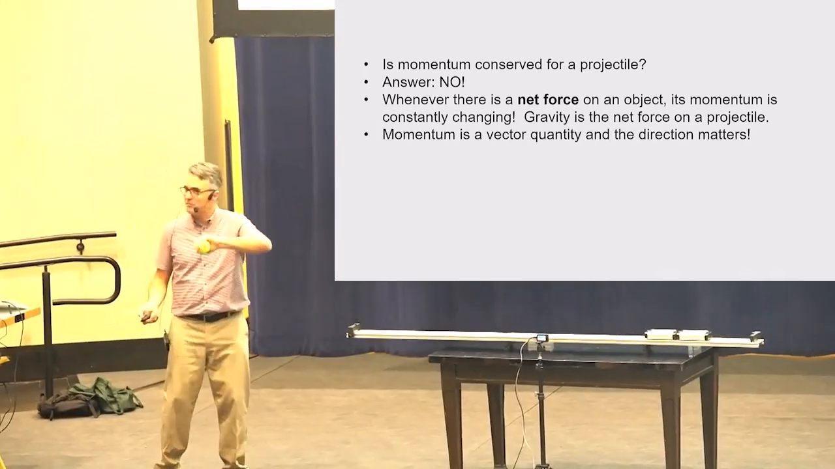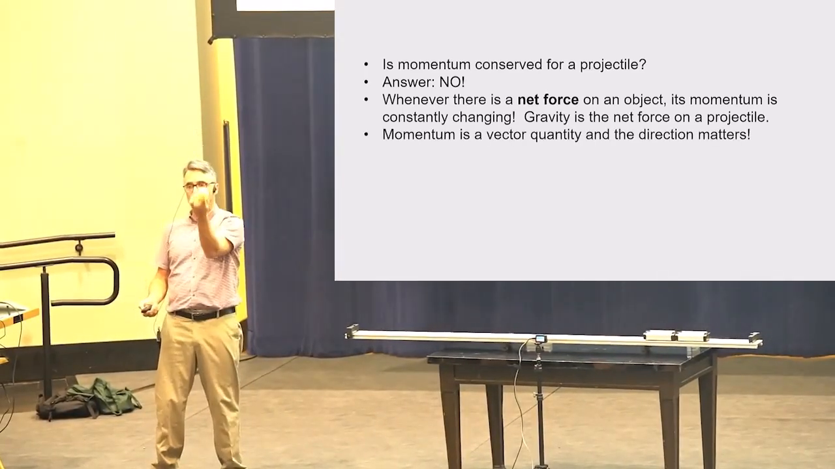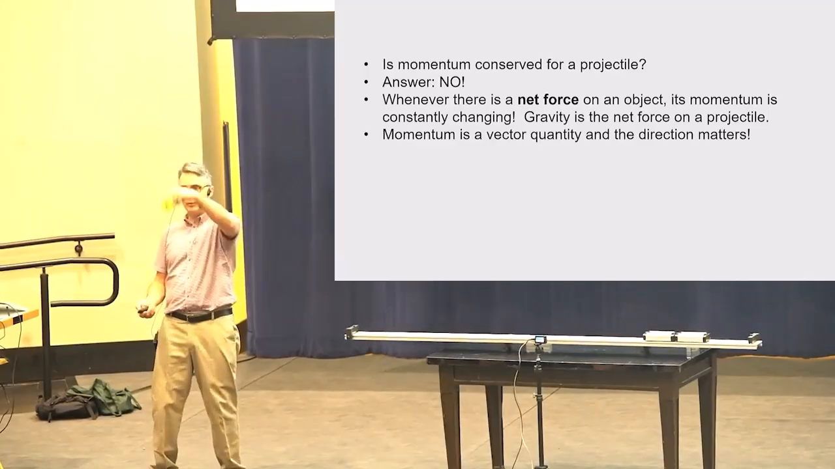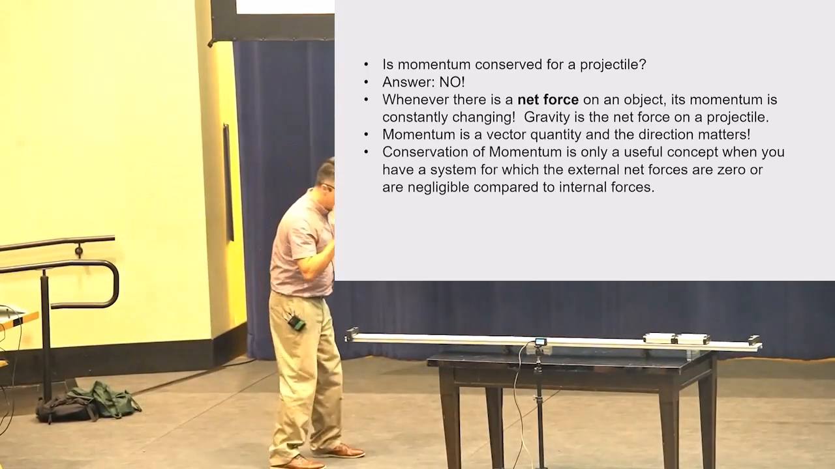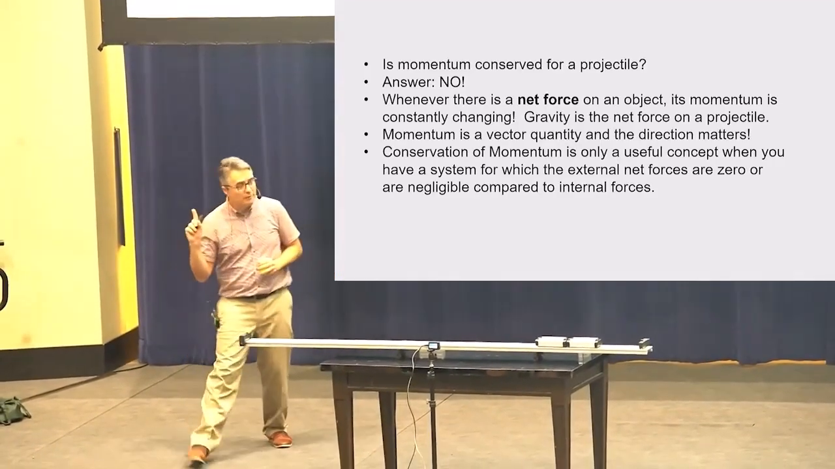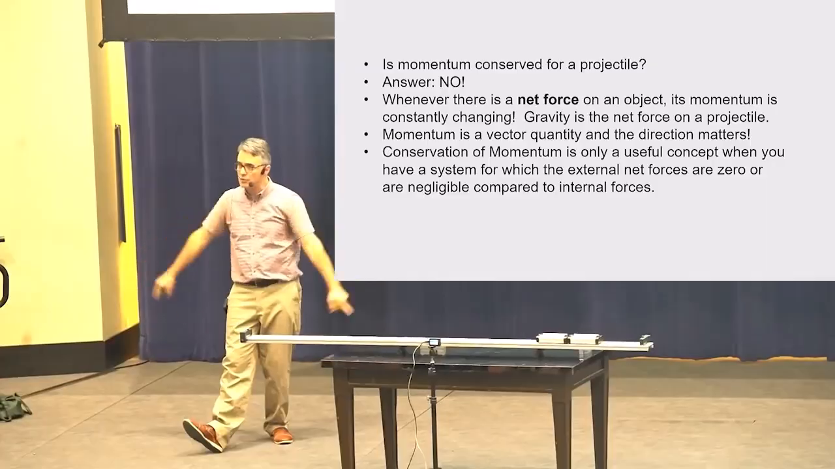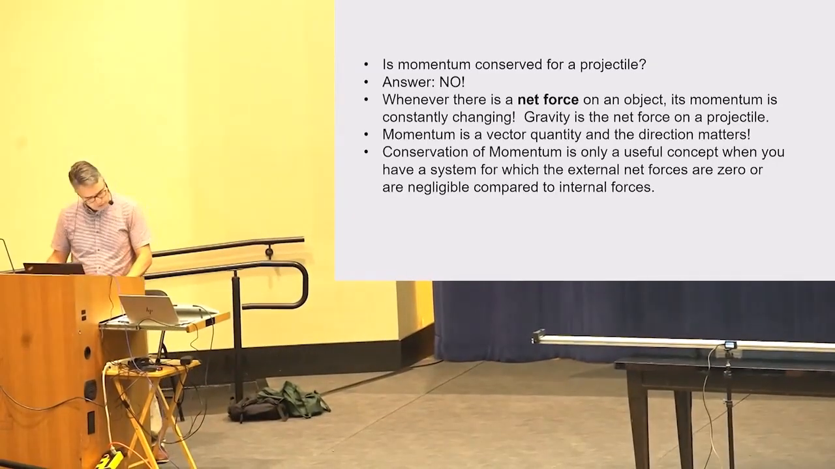And another thing here is that momentum is a vector, and the direction definitely matters. It's a big difference between 1 meter per second up and 1 meter per second down. The difference is 2 meters per second. Conservation of momentum is only a useful concept when you have a system for which the external net forces are 0. They sum to 0 somehow. Or maybe they're negligible compared to the internal forces.